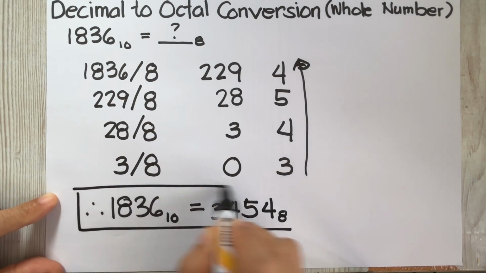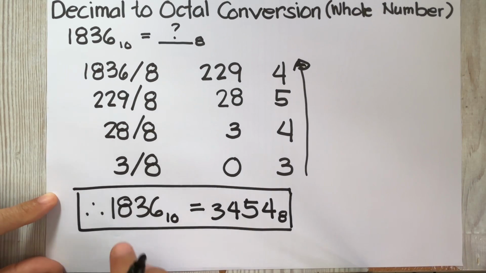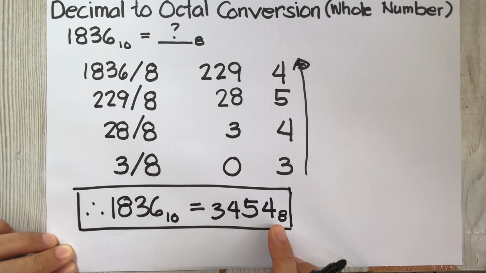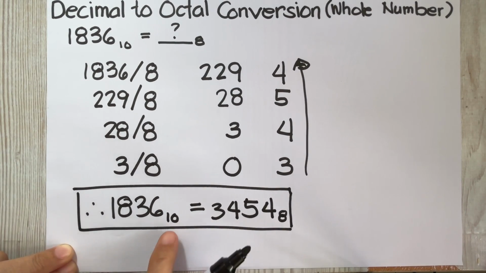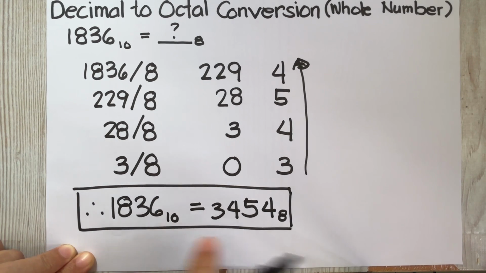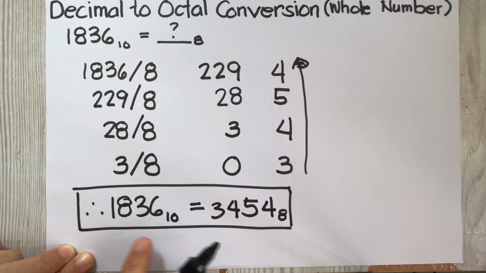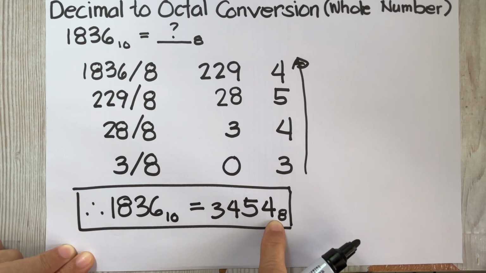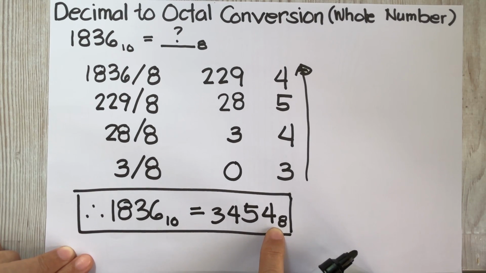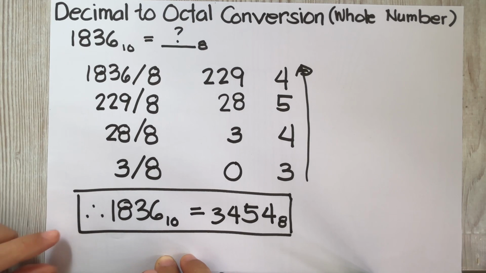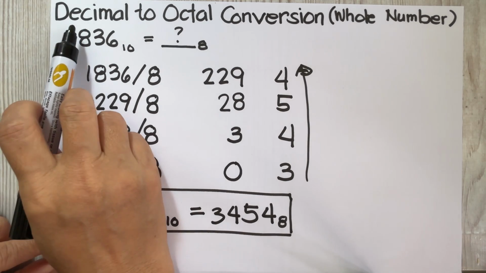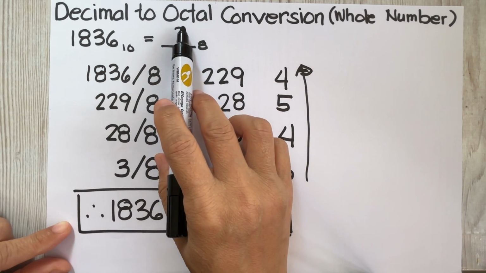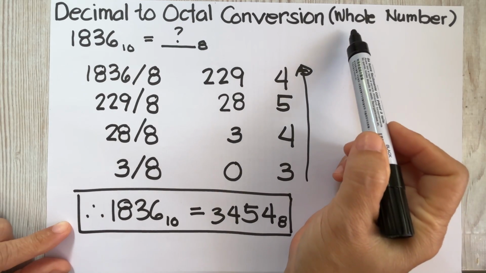This is now our octal equivalent. Take note, I have placed a subscript 10 here and 8 here because we need to emphasize that this is in decimal notation and this is in octal notation. So this is the process of converting a decimal number to its octal equivalent if we are dealing with a whole number.